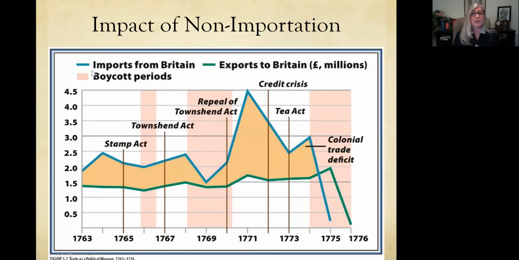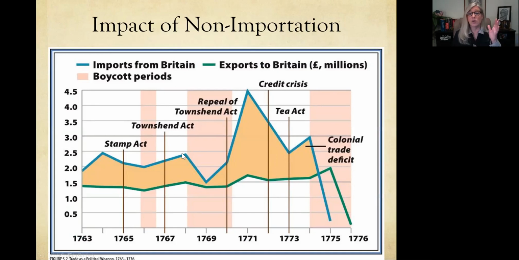The importation, okay, so this is the amount of imports that the colonists are getting from Great Britain, and the green line would be how much they are exporting to Great Britain. All right, so the non-importation agreements, here's the Stamp Act put in place. Colonists quit bringing in British goods, and so it declines pretty dramatically. They repeal the Stamp Act, it goes back up again.